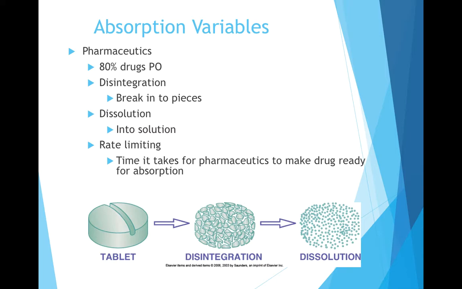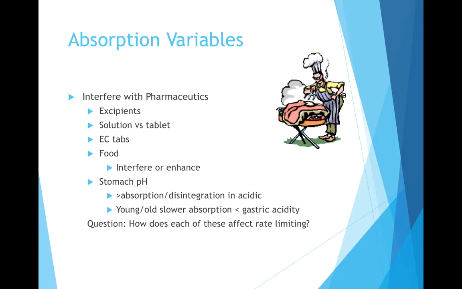So, for example, if we think about a drug that's in the form of a liquid, obviously it doesn't have to disintegrate or dissolute. It just becomes part of the absorption process, so it goes more quickly. And we're going to talk about these variables. So, what kinds of things impact pharmaceutic processes and interfere?